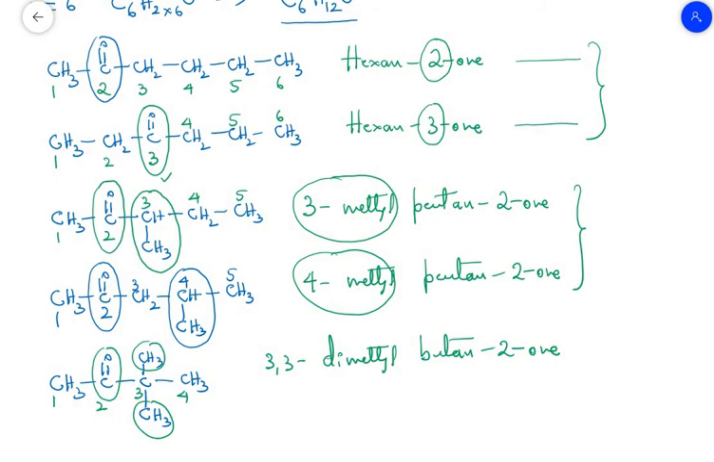Now strictly speaking, what are chain isomers? The first one is hexan-2-one, the next one is 3-methylpentan-2-one, and the last one is 3,3-dimethylbutan-2-one. Because here you can see that there are 6 carbon atoms, here there are 5 carbon atoms, and here there are 4 carbon atoms.